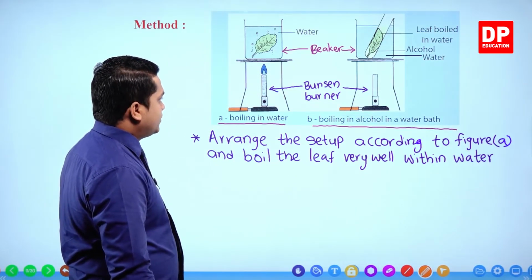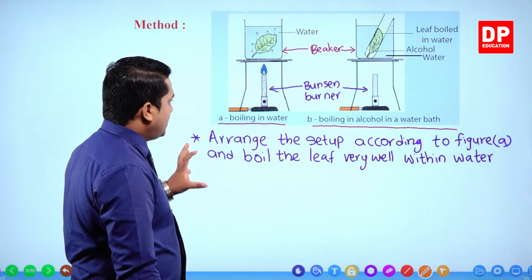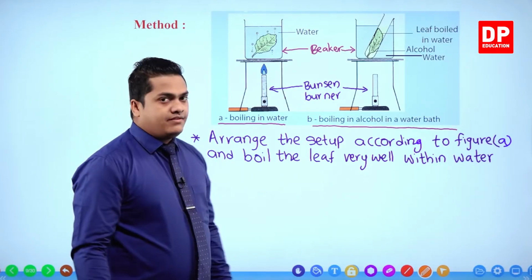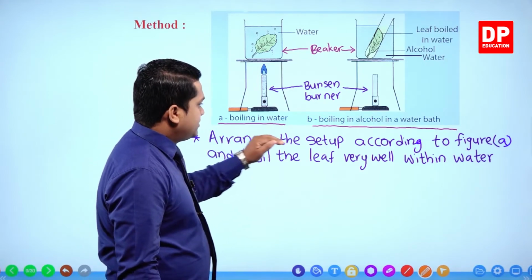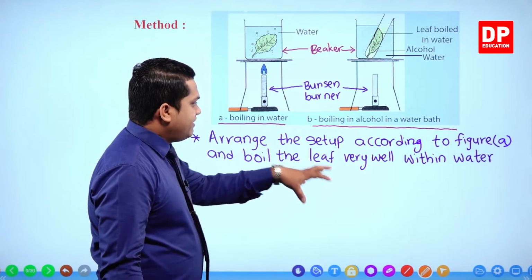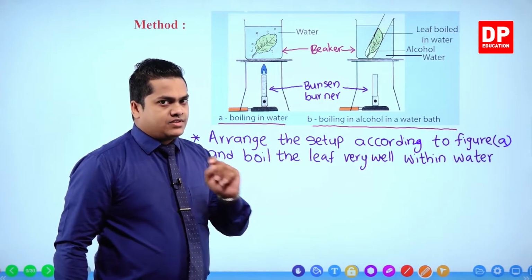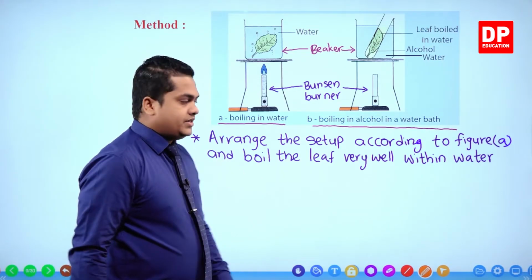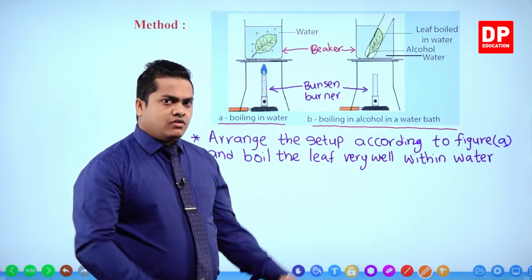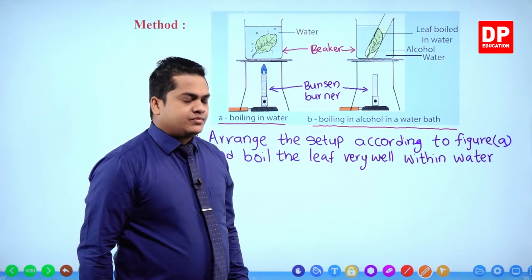Okay. So first of all, you have to turn on the Bunsen burner, and according to figure A, you have to heat it very well, right? So arrange the setup according to figure A and boil the leaf very well within water. First step. Then why do we need to boil it in water? In order to break the cell walls and expose the organelles to the outer environment.